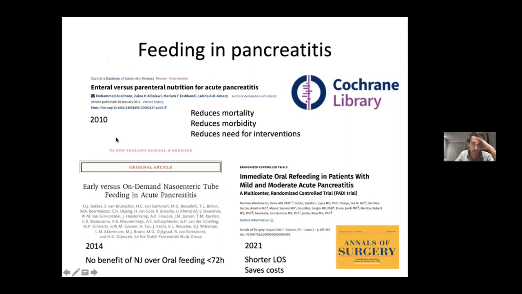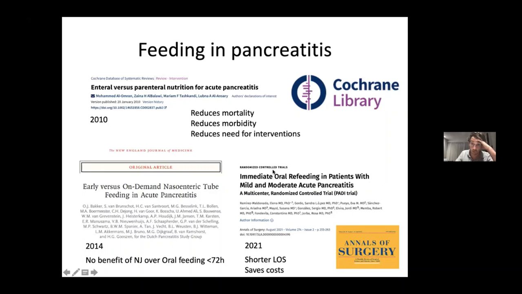And then a study done in 2014, a randomized controlled trial, showed that there's no benefit of giving people NJ feeding. So you could just give them oral feeding. A nasojejunal tube is basically a tube that goes through the nose, past the pancreas, and sits past the ligament of Treitz or the DJ flexure into the jejunum, and you feed people that way. There's no real benefit of that over just letting people eat, except when people really, really struggle with nausea or all kinds of reasons, then one could consider giving them a nasojejunal feeding tube.